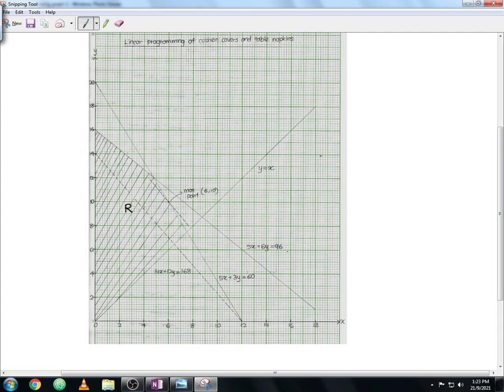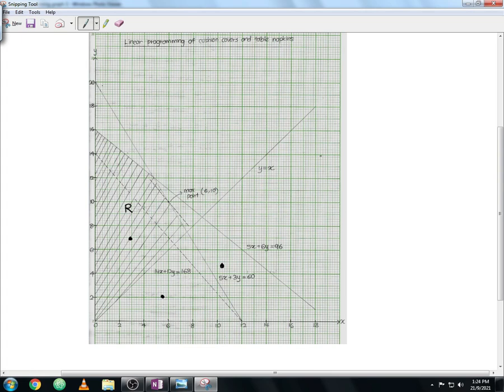Since it mentioned less than or equal to 96, you mark over here, and you mark here, and you mark here as well. Let us proceed to the second constraint, where it mentioned 5x plus 3y less than or equal to 60.